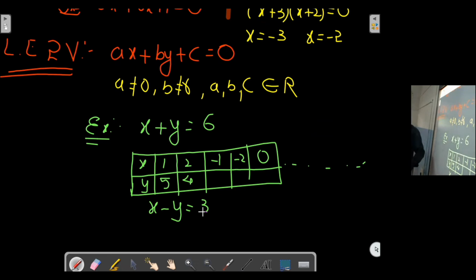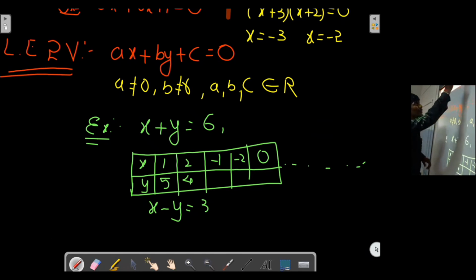x plus y is equal to 6 is one equation. x minus y is equal to 3 is another equation. So these two equations are a pair of linear equations in two variables. And I know you definitely have one more question in your mind. So let us observe here.